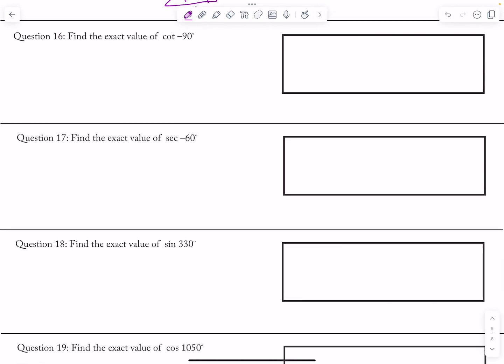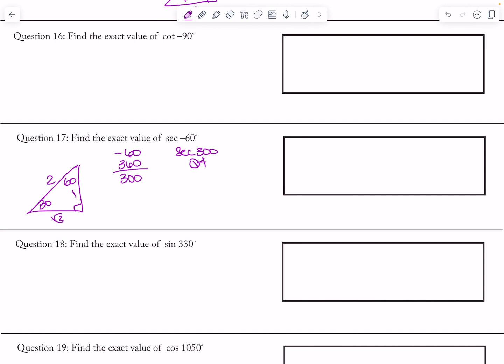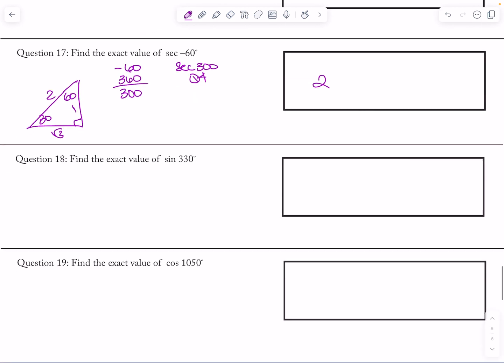Secant of negative 60 degrees, so negative 60 plus 360 is 300. So I want secant of 300 degrees, which is in quadrant 4. My triangle, 30, 60, 90, that's 1, that's root 3, and that's 2. Secant of 60 degrees is going to be 2 over 1, so this is just 2.